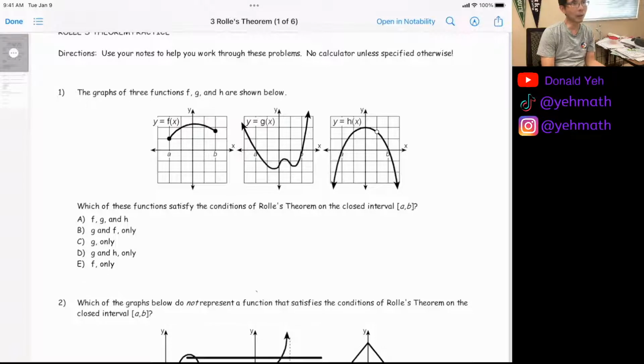Matthew? It's C because for f of x, f of a is not equal to f of b. For h of x, it's not continuous. And for g of x, f of a equals f of b. That would be a correct reason. G of x has f of a equal to f of b, and f of x does not, so it doesn't fit that condition. The third one is not continuous between a and b. It has a hole. If the hole is outside the interval, it still applies.